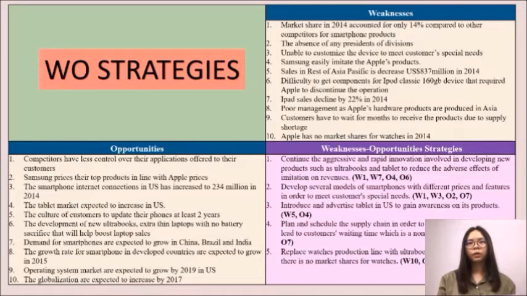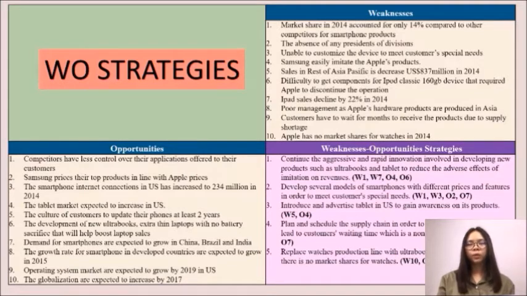And fourthly, we recommend Apple to plan and schedule the supply chain in order to prevent the shortage that will lead to customer waiting time, which is a non-value-added activity. By referring to W9 and O7, actually there's increasing demand for smartphone, but the customers have to wait months to receive the product due to the supply shortage.